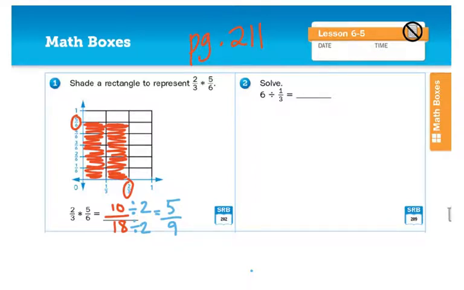When we divide by a fraction, it's the same thing as multiplying by what's called its reciprocal, which means we flip that around. Then we can go ahead and multiply. 6 times 3 is 18. Over 1 is the same thing as 18.